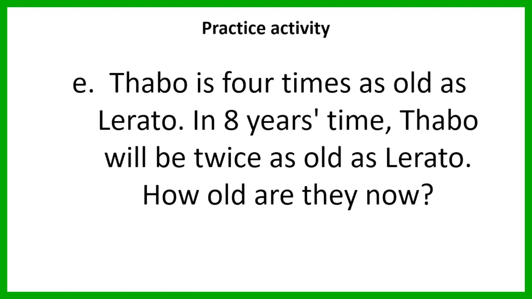Remember also what I said about this. In this case, we've got one where it's Tabo is 4 times as old as Lerato. So I would make Lerato x and make Tabo 4 times x rather than making Tabo x and then Lerato a quarter of that, because then you have to worry about fractions. Okay, so I'm going to give you 2 minutes to try and solve this problem.